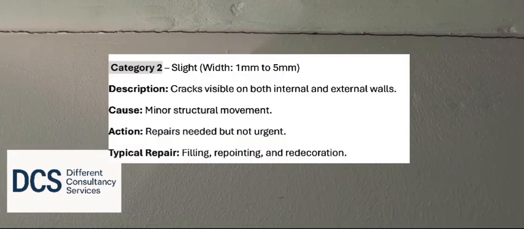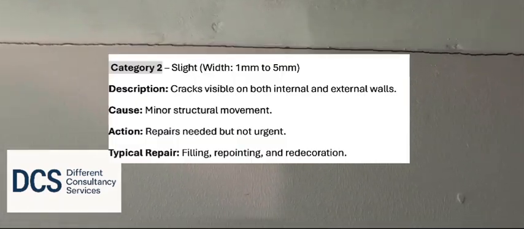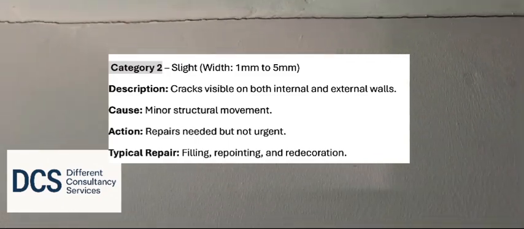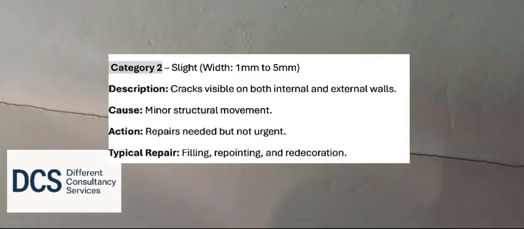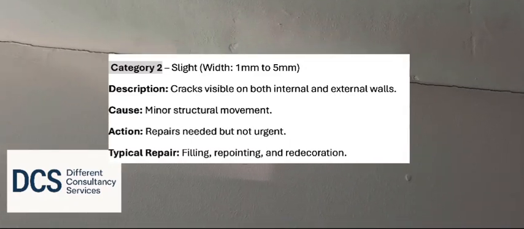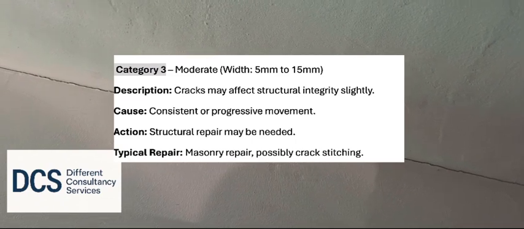Category 2 can go up to 5 mil. Not necessarily repairs needed. Sometimes you see them at the side of door frames and where plasterboards meet. Generally that's the same. It's not really going to need any form of repair unless it's on a lintel or something of that nature. So when we get into category 3, it is from 5 to 15 mil.